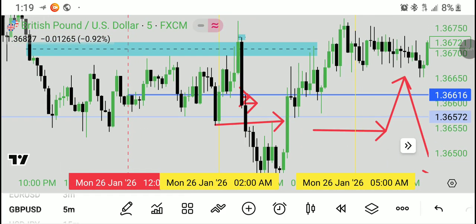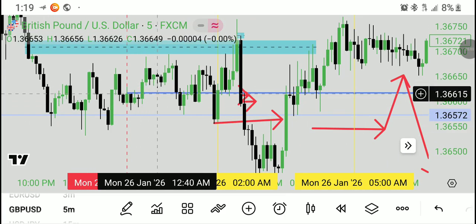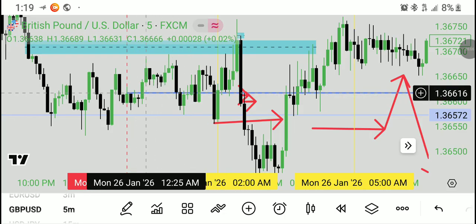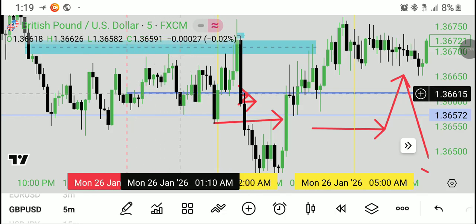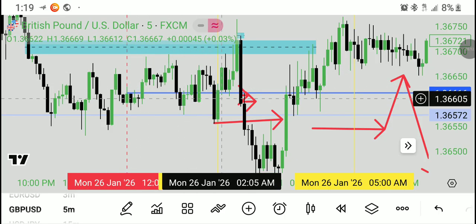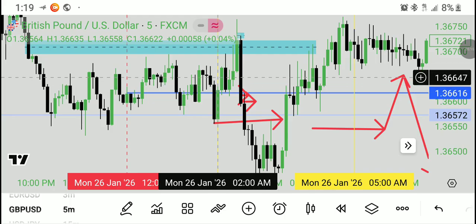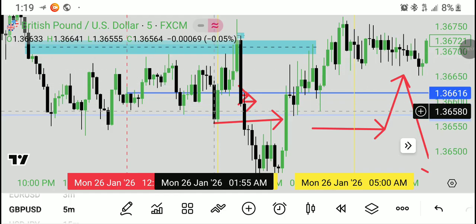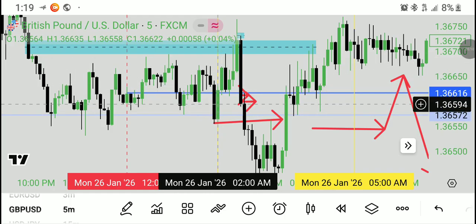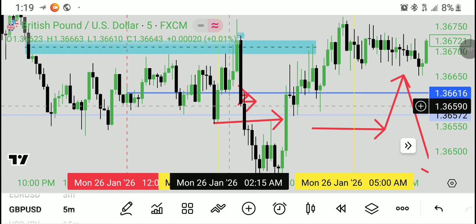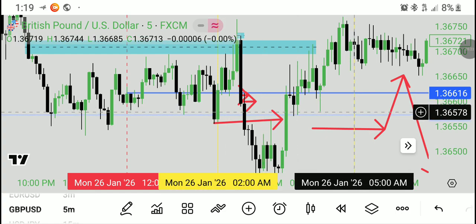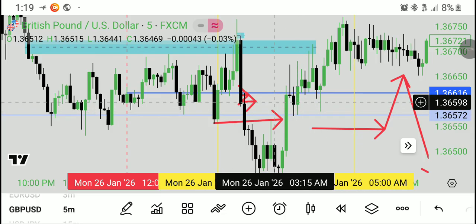Because there's some kind of setup that is going to be forming at this blue line. You know how I draw this blue line out, I've recapped it again today. So here is 2 o'clock a.m., midnight New York time. From 2 o'clock a.m. to 5 o'clock is what? What did I say this? London session.